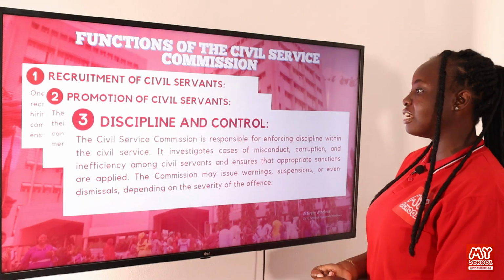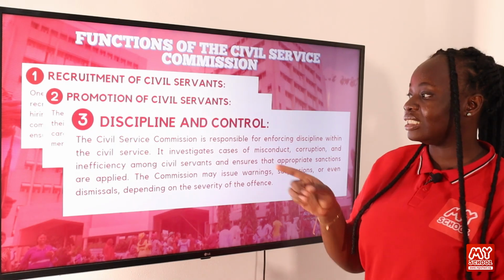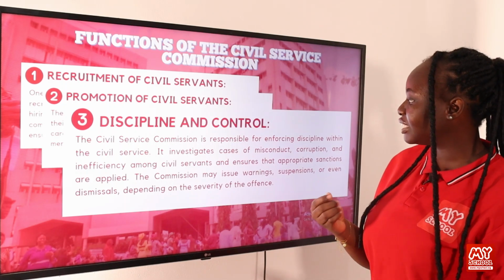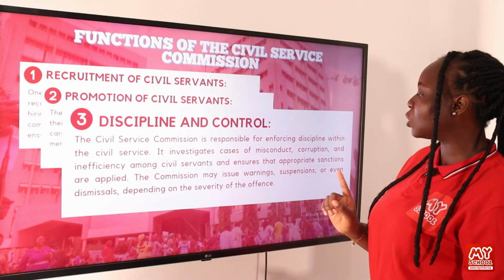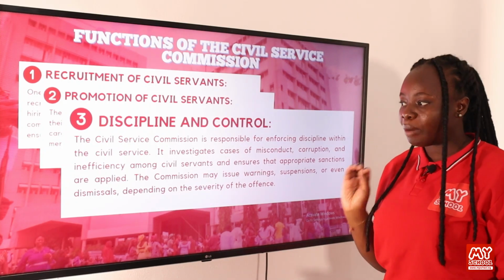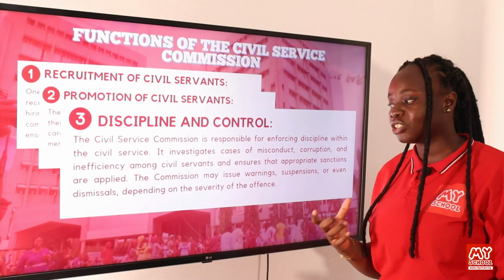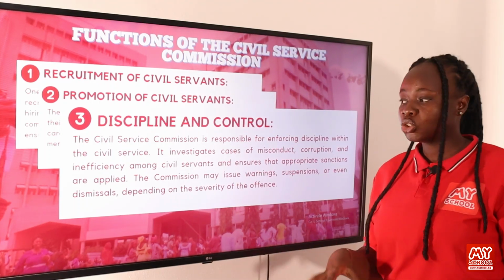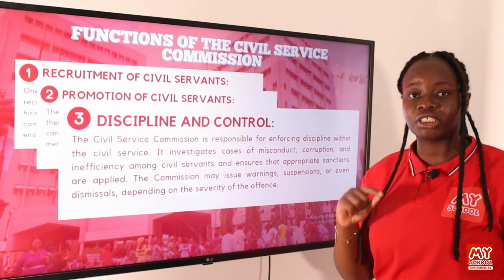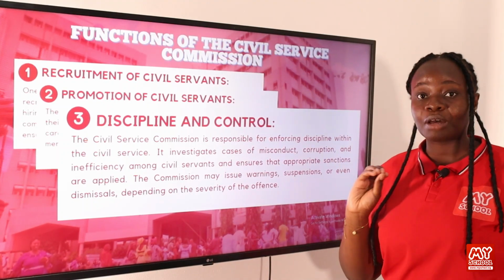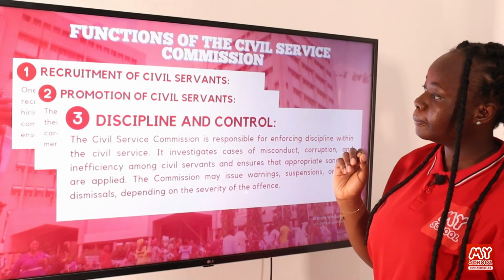Now let's move on to another function. All right, the civil service is also responsible for discipline and control. They enforce discipline within the civil service. It investigates cases of misconduct, corruption, and inefficiency among civil servants and ensures that appropriate sanctions are applied. The Commission may issue warnings, suspension, or even dismissals depending on the severity of the offense. So whenever there is any misconduct within the civil service, it is the duty of the Civil Service Commission to administer punishments for the crime.